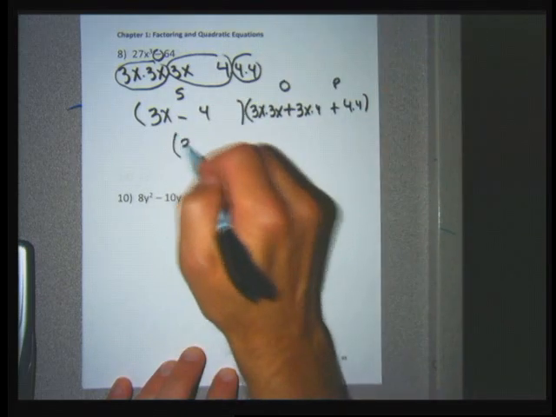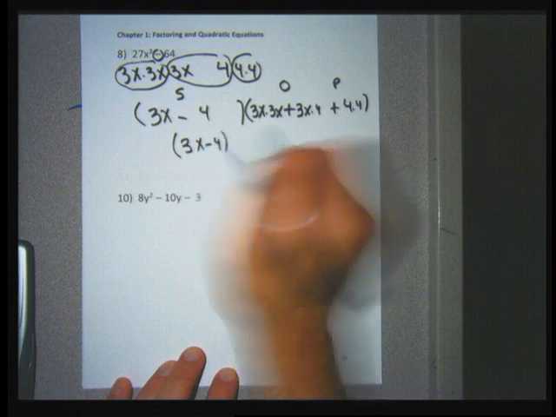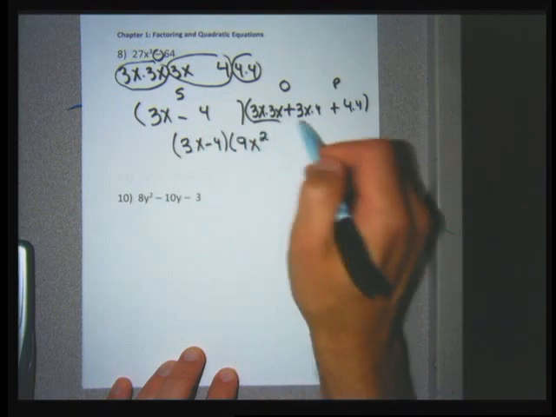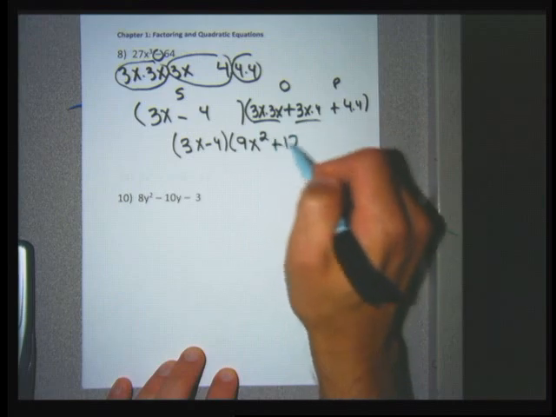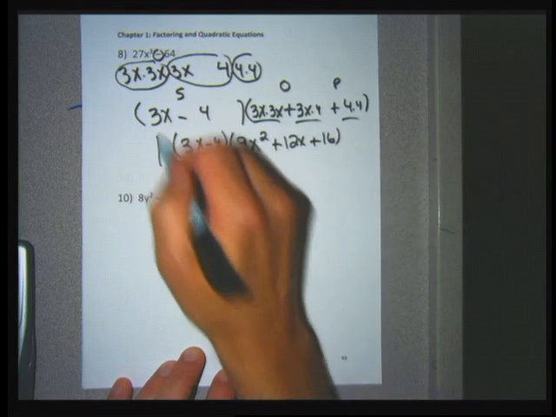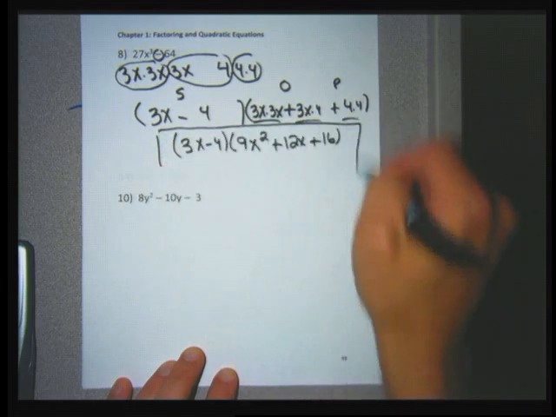First parentheses not going to change. Second parentheses, 3x times 3x is 9x squared. 3x times 4 is 12x. 4 times 4 is 16. The second parentheses is always prime. I don't have to worry about trying to factor it.